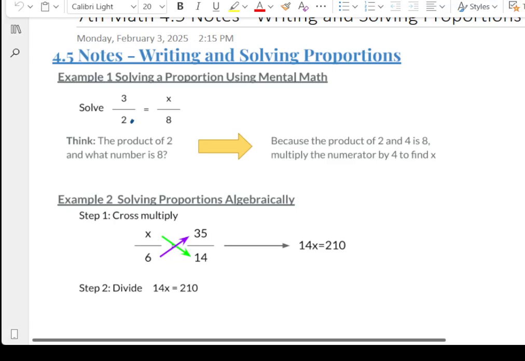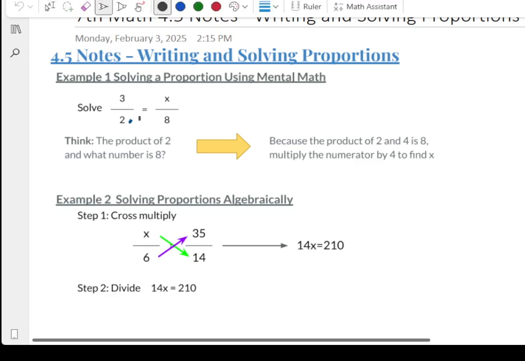Okay, so we're looking at 4.5 notes, writing and solving proportions. On this first example, we are looking at 2 times what gives me 8, and it's 2 times 4. So if 2 times 4 is 8 right here, up here we're going to say 3 times 4 to get the answer here. So x would equal 12, because if we're multiplying by 4 on the bottom, we do the same thing on the top.